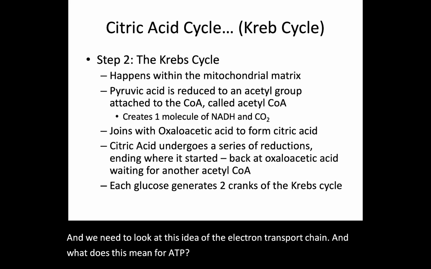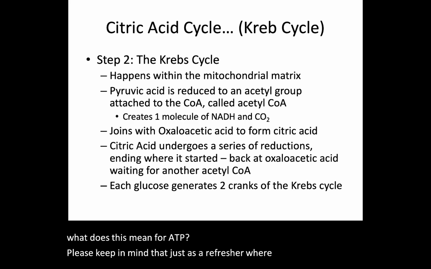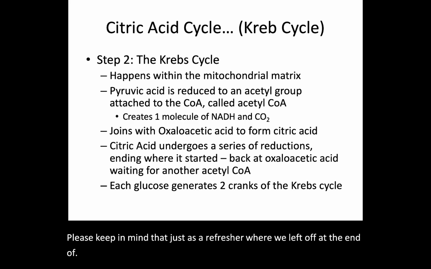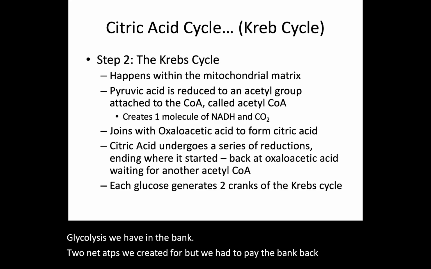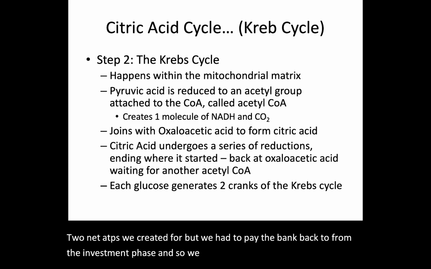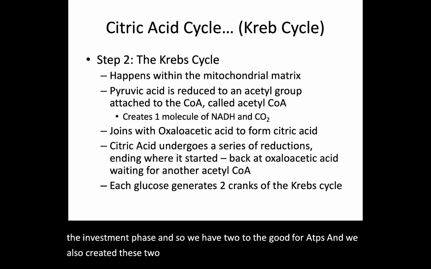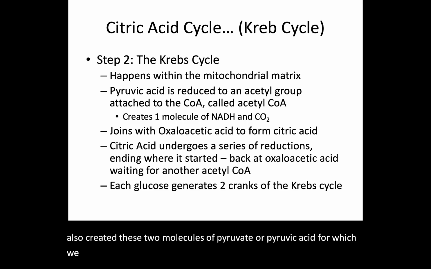Please keep in mind, as a refresher, where we left off at the end of glycolysis: we have in the bank two net ATPs. We created four, but we had to pay the bank back two from the investment phase. So we have two to the good for ATPs. And we also created two molecules of pyruvate, or pyruvic acid, which we used to create two molecules of acetyl coenzyme A.